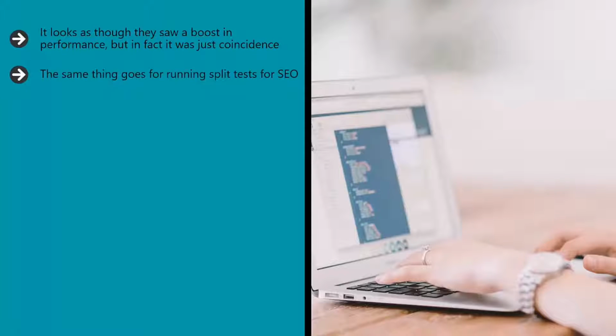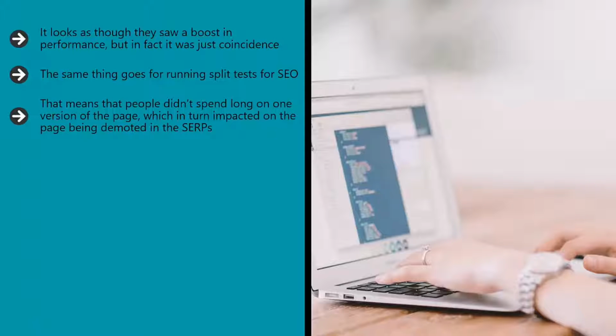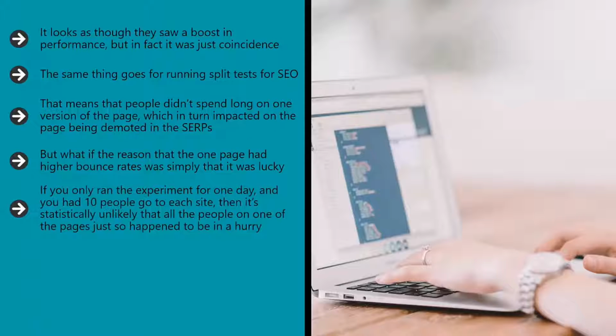The same thing goes for running split tests for SEO. If you have 2 versions of a website and one enjoys a bigger boost in SEO than the other, then this could potentially be a result of one page having lower bounce rates than the other. That means that people didn't spend long on one version of the page, which in turn impacted on the page being demoted in the SERPs. But what if the reason that the one page had higher bounce rates was simply that it was lucky, that the people who went there happened to be in less of a hurry? If you only ran the experiment for one day and you had 10 people go to each site, then it's statistically unlikely that all the people on one of the pages just so happened to be in a hurry, but it's not impossible. And this is where the idea of statistical significance comes in.